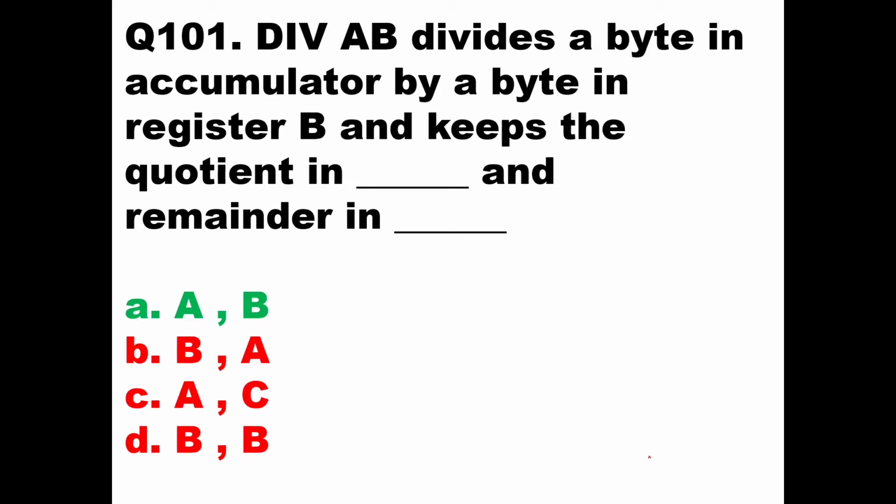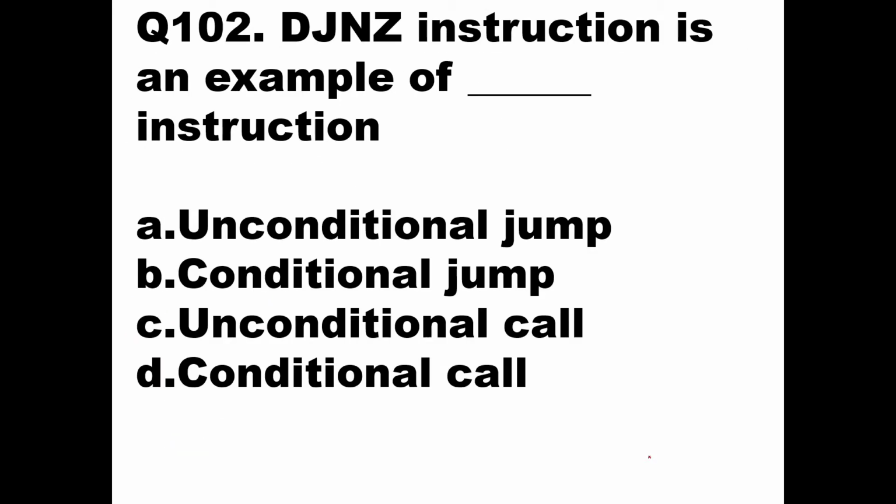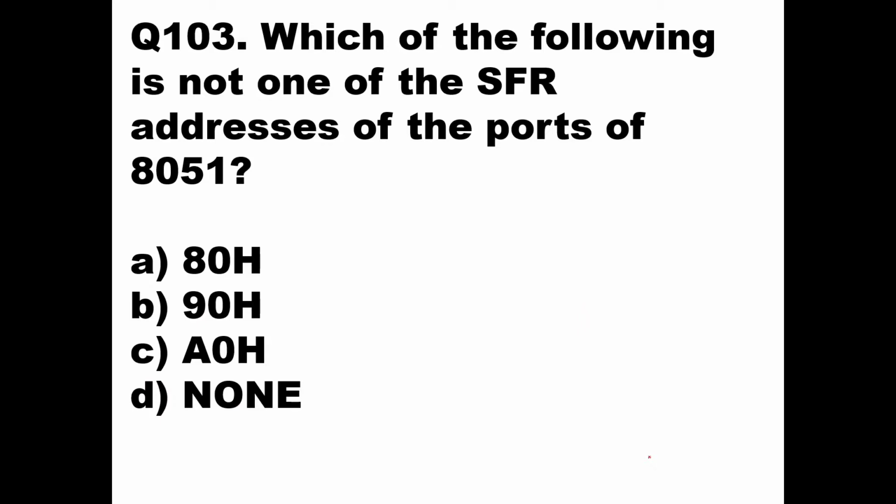Then we'll go to the next question, question number 102. DJNZ, decrement and jump if not equal to 0. If the status of any particular result is not equal to 0, then you jump. This instruction is an example of dash instruction. Options are unconditional jump, conditional jump, unconditional call, and conditional call. Obviously, it is going to check a condition and jump to a specific address in the program. So it is option B, conditional jump.